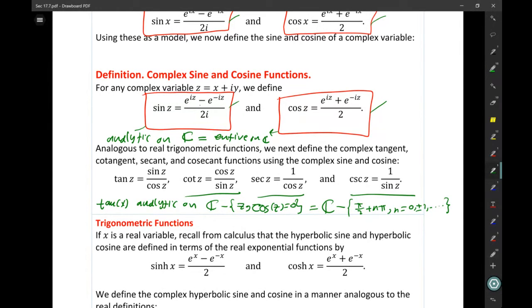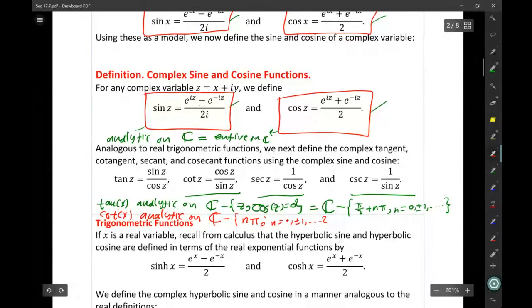Okay, where is cotangent analytic? On the complex number C, I mean the whole field, except where sine is equal to zero: sine of 0, sine of pi, sine 2 pi, 3 pi, 4 pi, and so on. This is at n pi, where n is equal to 0, plus or minus 1, and so on.